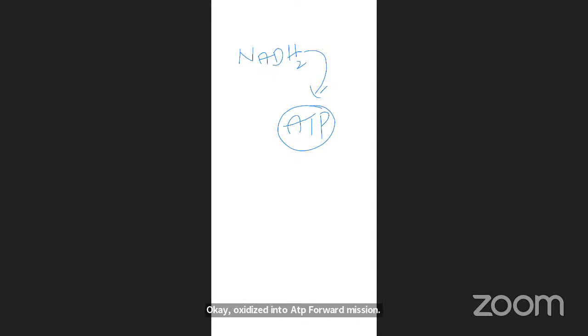What happened in the electron transport system? The main concept of electron transport here: NADH2 is oxidized, leading to ATP formation. This is the main concept.